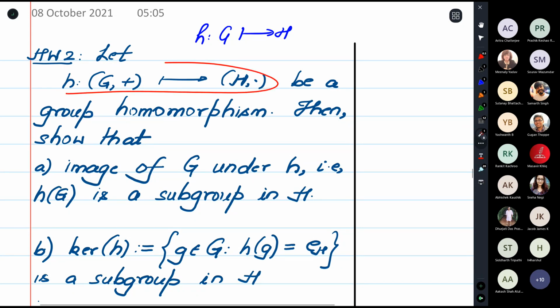Although I write it in this fashion, it doesn't mean that h actually takes as input an element of G and this operation and so on and so forth. So you don't have to interpret it in that fashion. h is actually a map from G to H only, right?